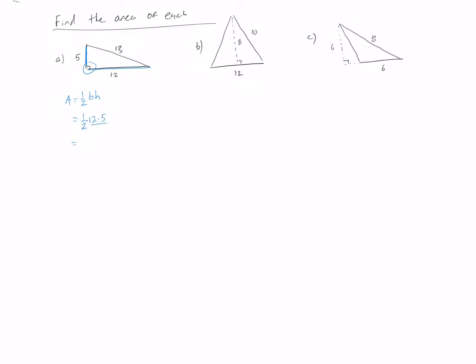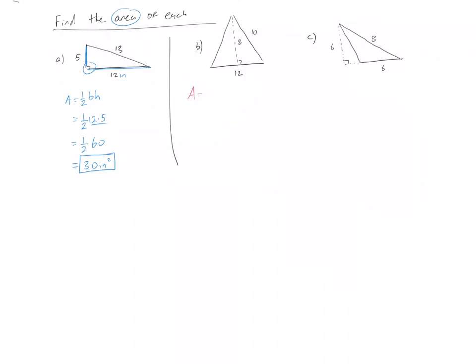Well, 12 times 5 is going to be 60, so 1/2 times 60, or what is half of 60, which is 30. And remember, since I'm finding the area, and I'll make up a unit here, this is inches. So I'll say this is inches squared. Area of that one is going to be 30 inches squared.